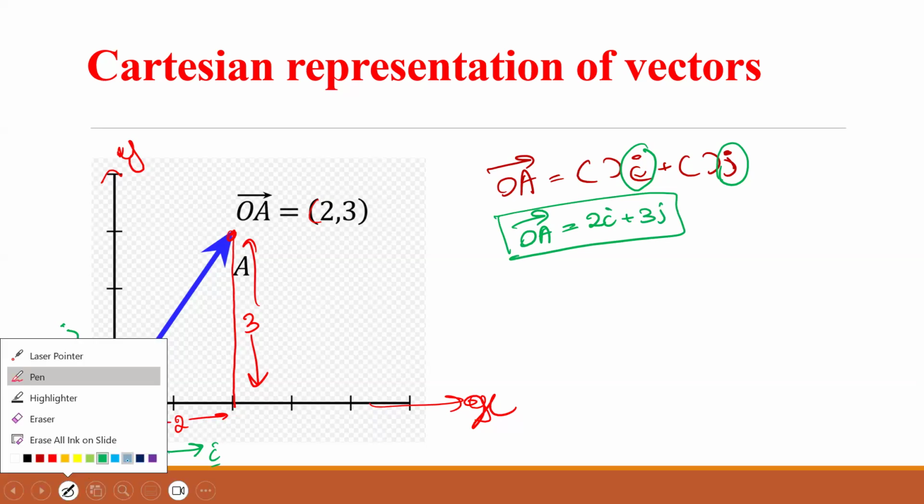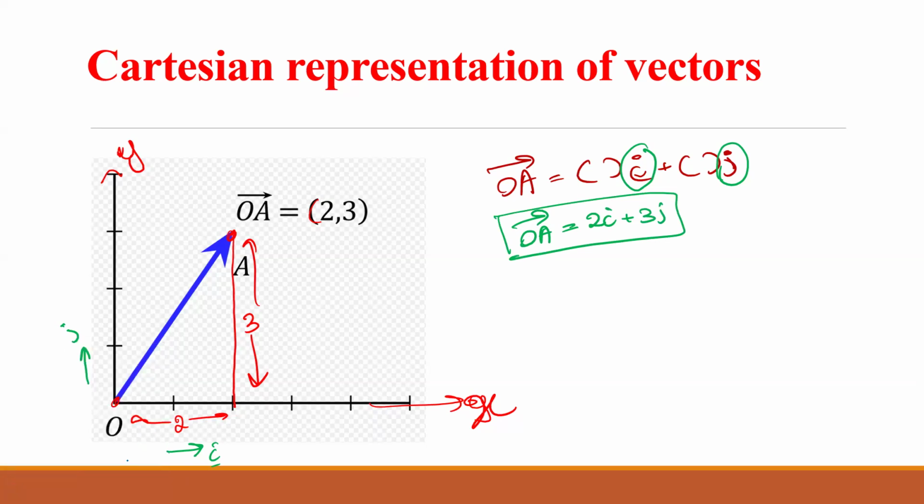Any question up to here? We already discussed this. Okay, so whatever you have in front of i, that is our x component. And whatever you have in front of the j, that will be your y component. So do you guys agree with that? Yeah. Okay.